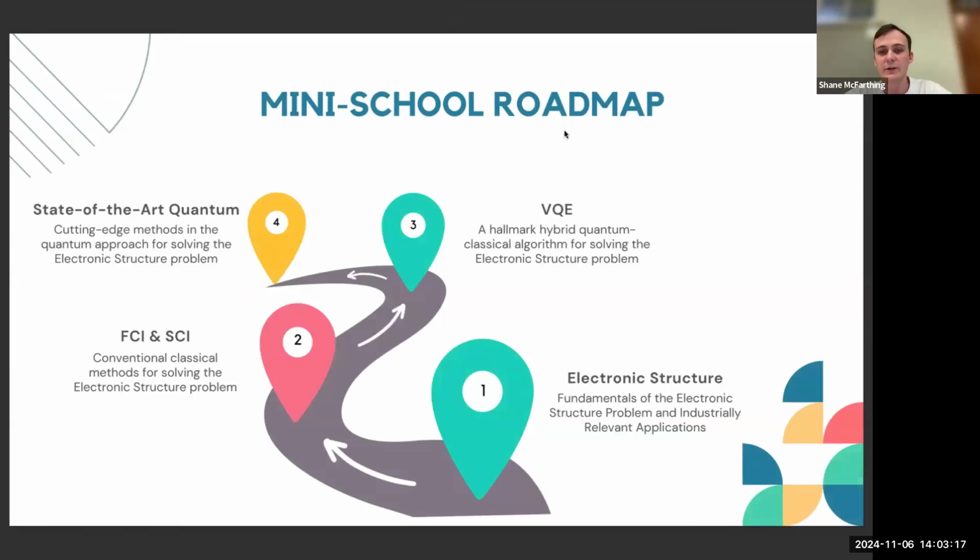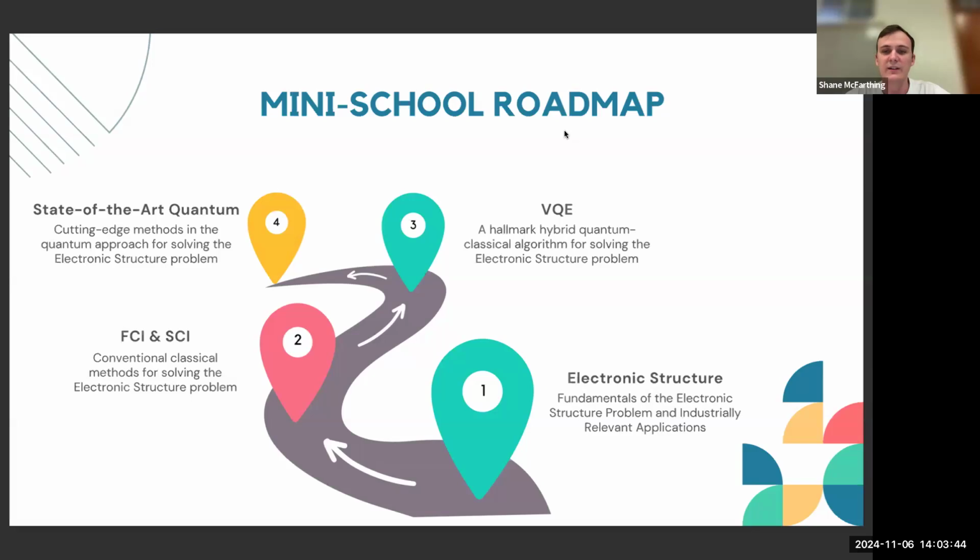If we take a look at how the mini school is going to be structured, we have 4 lectures, and today's lecture is just going to be on setting the background of the problem. We're going to go into a little bit of introduction of some of the chemical terminology that we need to know, an introduction into the electronic structure problem and how it's set up, and some of the industrially relevant applications that we have for this specific problem.